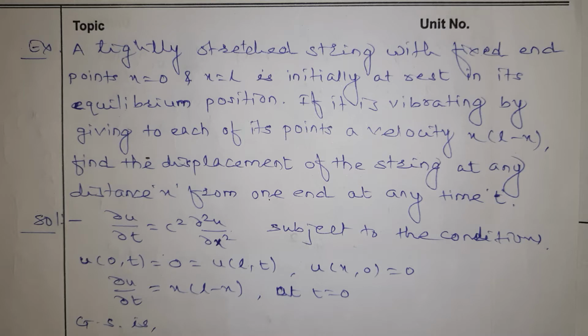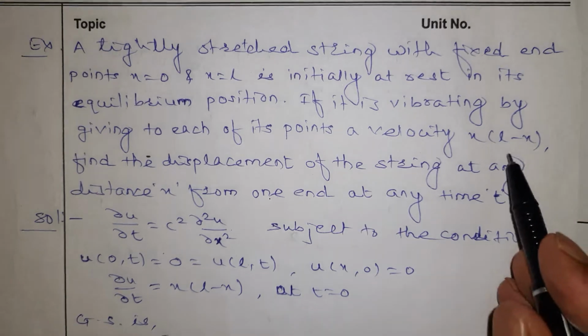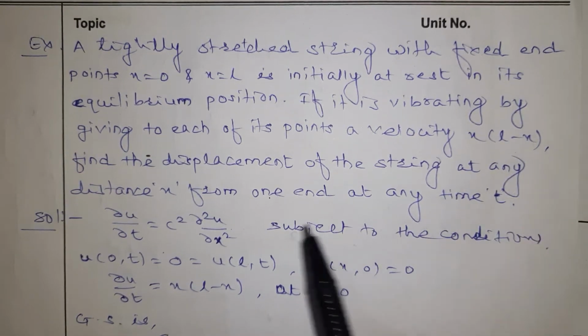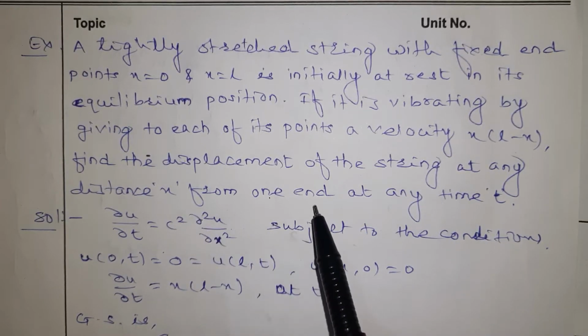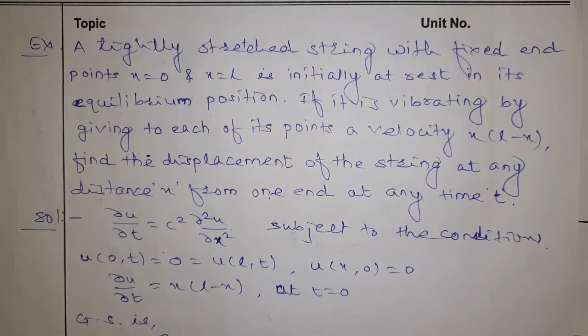So here the problem we consider is a tightly stretched string with fixed endpoints x equal to 0 and x equal to L, initially at rest in its equilibrium position. It is vibrating by giving to each of its points a velocity x into (L minus x). Find the displacement of the string at any distance x from one end at any time t.